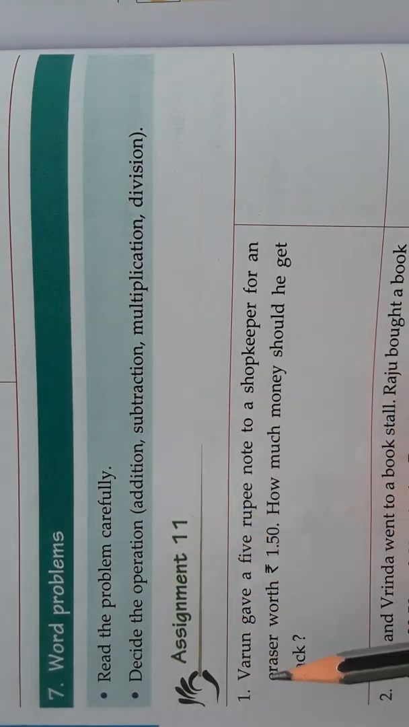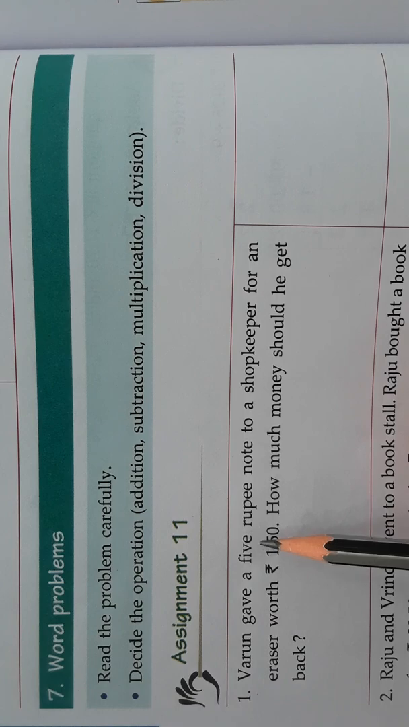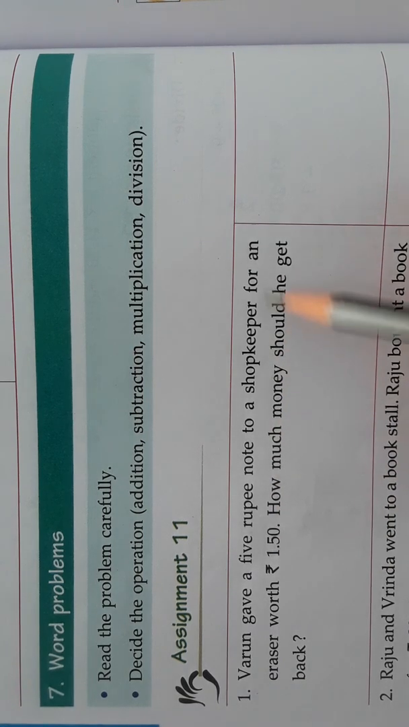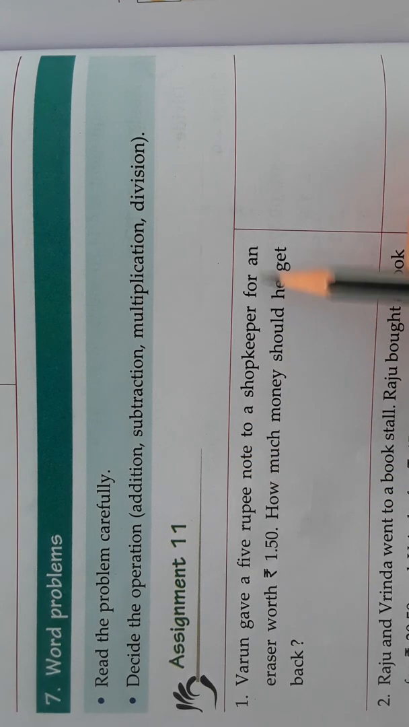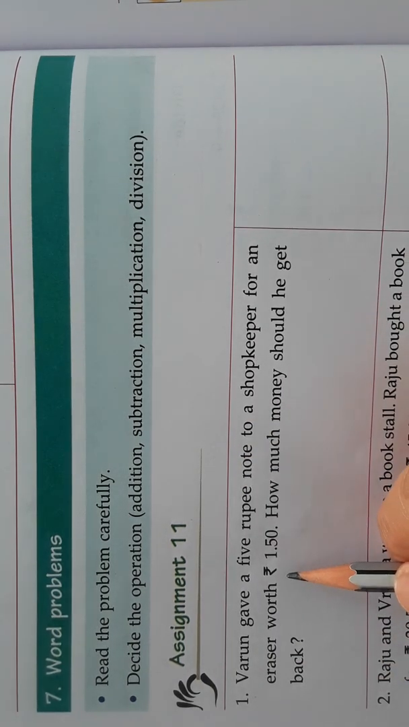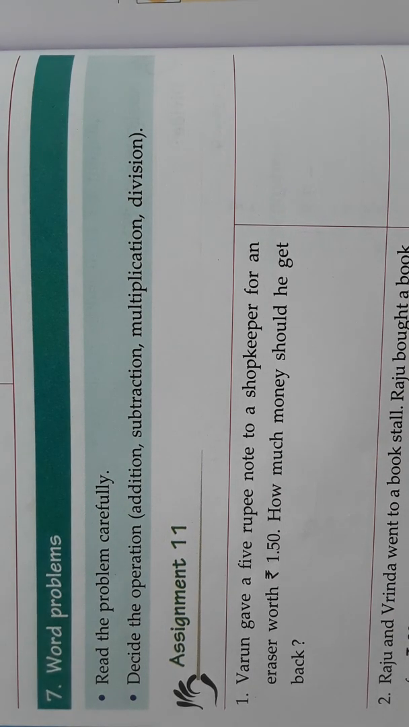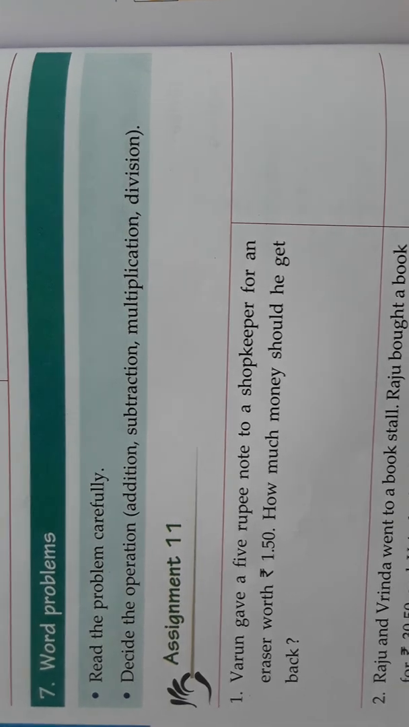Assignment 11, first one. Varun gave a 5 rupee note to a shopkeeper for an eraser worth 1 rupee 50 paise. So Varun went to a stationery shop and wants to buy an eraser. The cost of the eraser is 1 rupee 50 paise. He gave 5 rupees. So how much money should he get back?